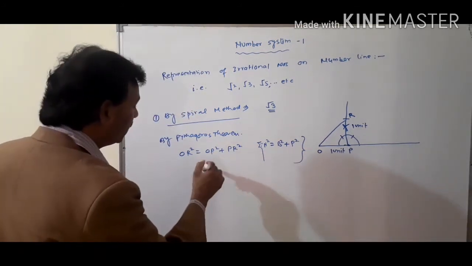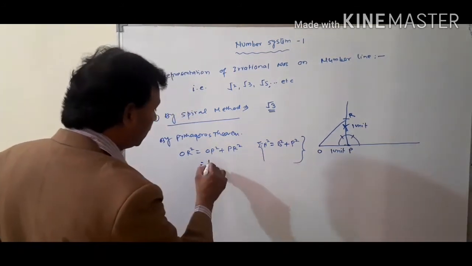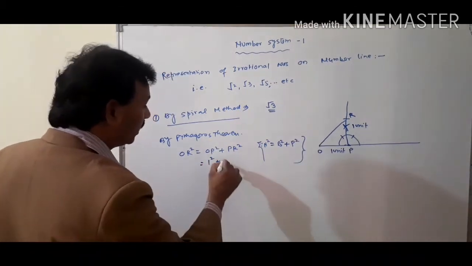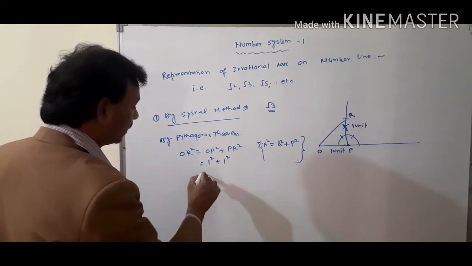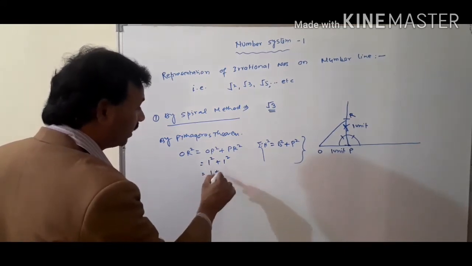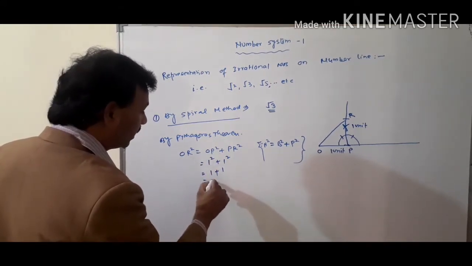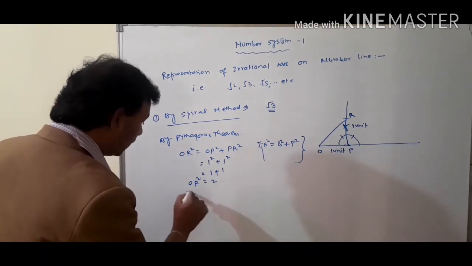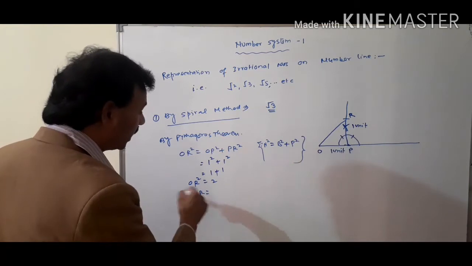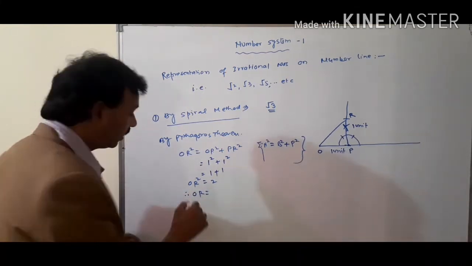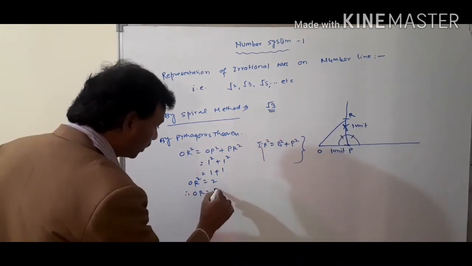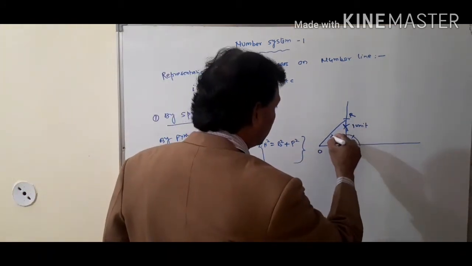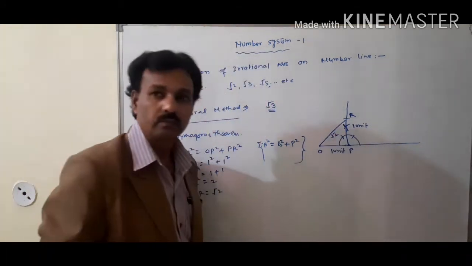Here H means hypotenuse, B means base and P means perpendicular. So OP is equal to 1 unit, square of 1, and PR is also 1, so square of 1. 1 square means 1 and 1 square means 1. This will be 2. OR square equals 2. Therefore, taking square root on both sides, OR equals root under 2. That means the length of OR will be root under 2.